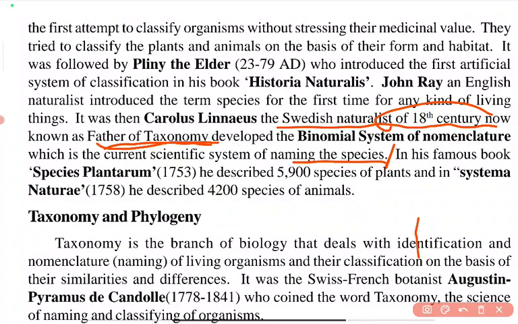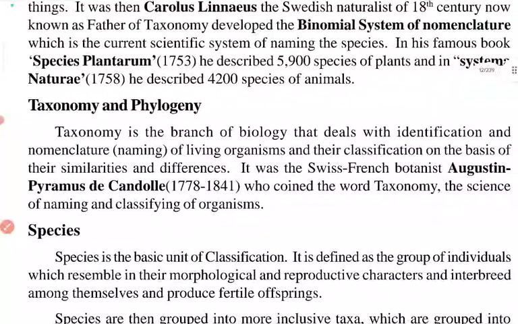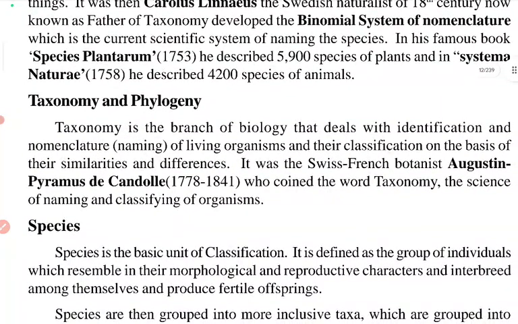Now Carolus Linnaeus gave the binomial system of nomenclature for the first time. Remember this: the binomial system of nomenclature was given by Carolus Linnaeus. And who is the father of taxonomy? The same answer, Carolus Linnaeus. In his famous book Species Plantarum, he described about 5,900 species of plant, and in Systema Naturae about 4,200 species of animals.